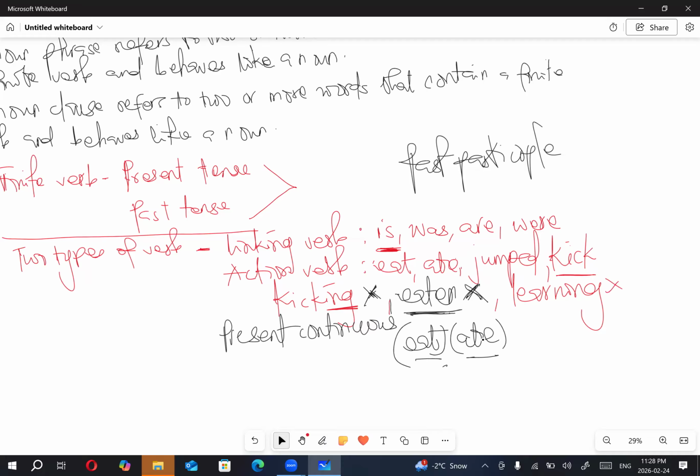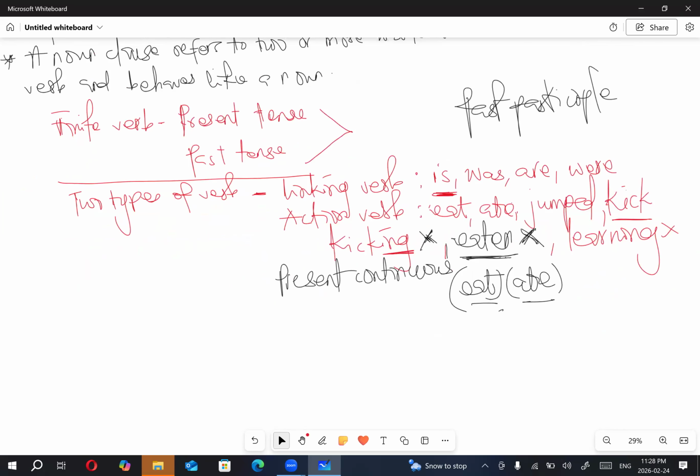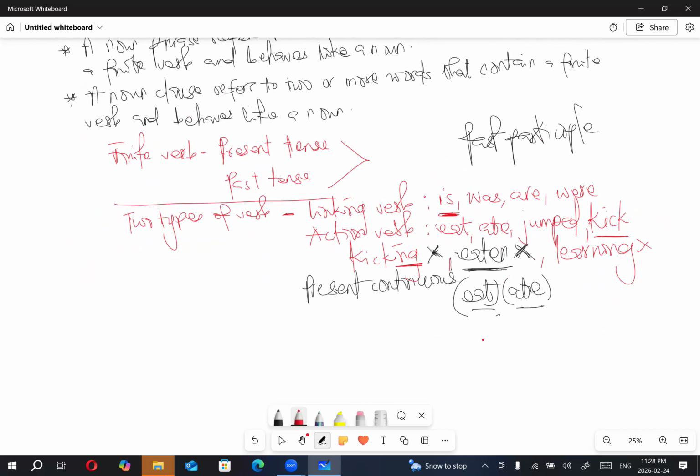So now you understand finite verbs. Phrases don't have finite verbs. Clauses do have finite verbs. So phrases don't have a finite verb. A clause has a finite verb. So now you understand what finite verbs are. Let's use some examples to form our discussions.